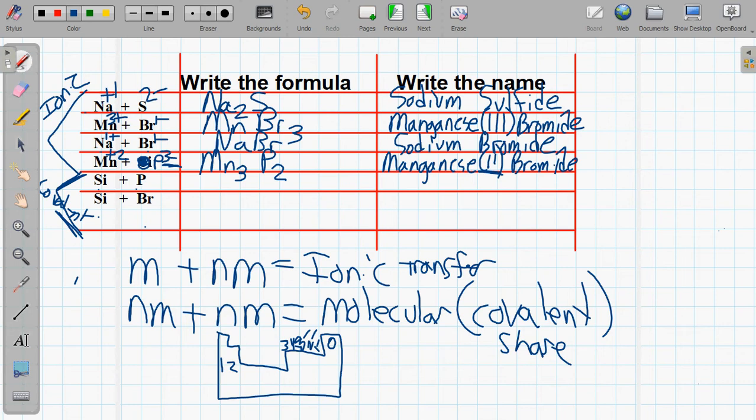Okay? So let's say, and I am just making stuff up right now, let's say it's disulfur triphosphide. The prefix shows us how many we should have. Disulfur, that means it's S2. Tri means 3, so triphosphide, P3.